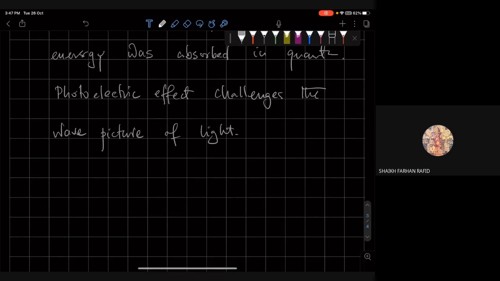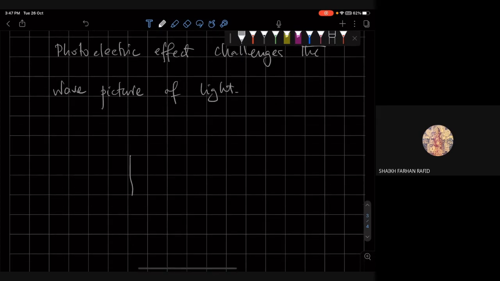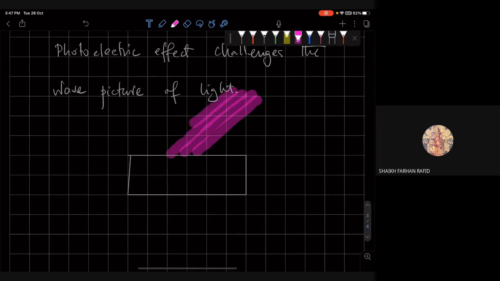And why is that? Because remember, what the photoelectric effect is: we have some metal, some slab of metal, and we are shining ultraviolet light on it. As a result, the metal emits electrons. Now, the electrons have a certain maximum kinetic energy. And if you increase the intensity of light, the maximum kinetic energy doesn't really change. All it does is that if you increase the intensity of light, more and more electrons are emitted.